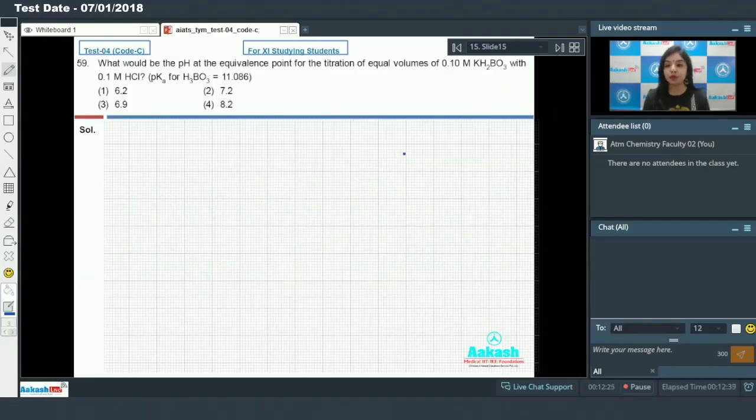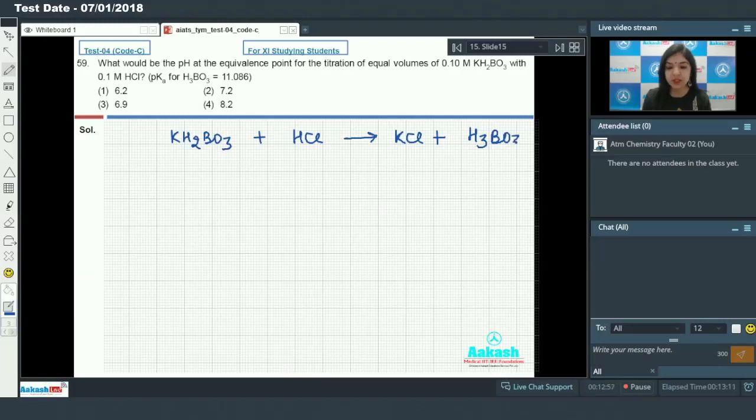So moving on to the next one, we have question number 59, which says: what would be the pH at the equivalence point for the titration of equal volumes of 0.10 molar KH2BO3 with 0.1 molar HCl. So first of all, write down the reaction between KH2BO3 plus HCl. ठीक है, तो ये क्या बनेगा? It will form KCl plus H3BO3, which is the orthoboric acid. अब now you have been given 0.10 molar of KH2BO3 and suppose volume is V liter, and for HCl it is 0.1 molar and the volume was same, that is V liter.